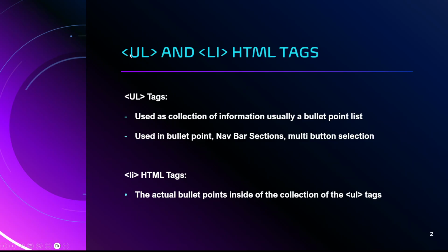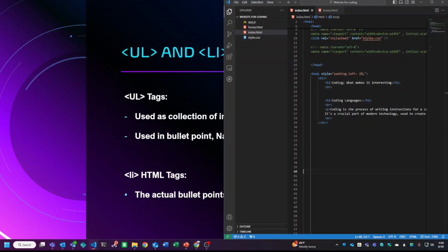So, what are UL and LI HTML tags? UL is a collection of information, usually a bullet point list, and LI HTML tags are the actual bullet points inside the collection of a UL tag. So, without further ado, let's get into our Visual Studio Code setup.